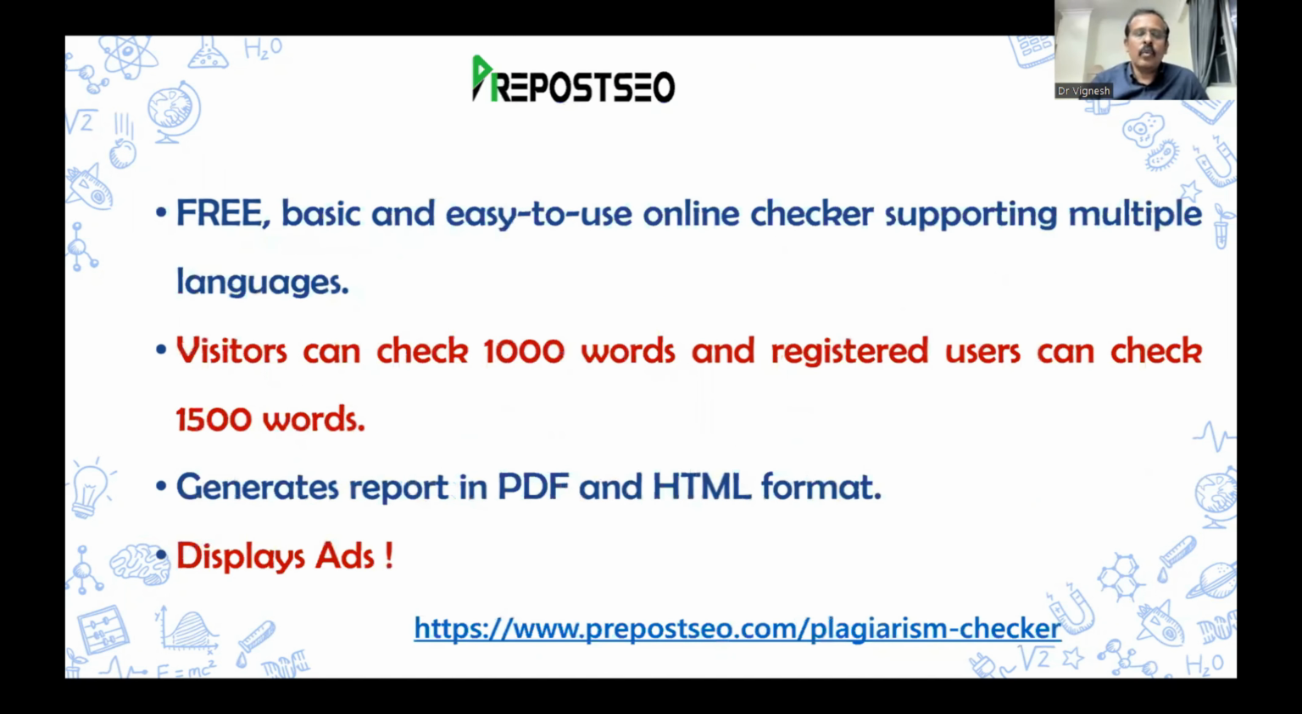The other good one, based on my checking of several online tools, is prepostseo.com. With this one you can check about 1,500 words. It can even generate a report in PDF format, just like Turnitin. Only one catch here: it displays ads. If you can bear with the advertisements, then you can use this particular online tool.